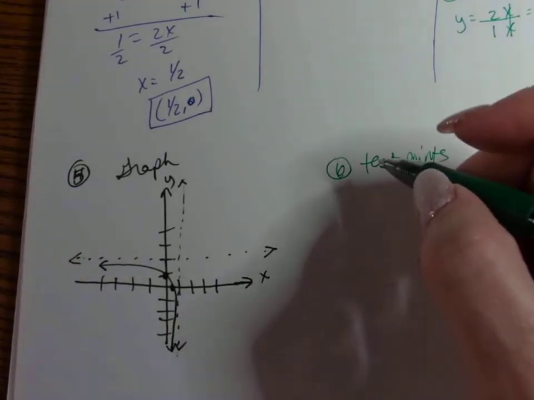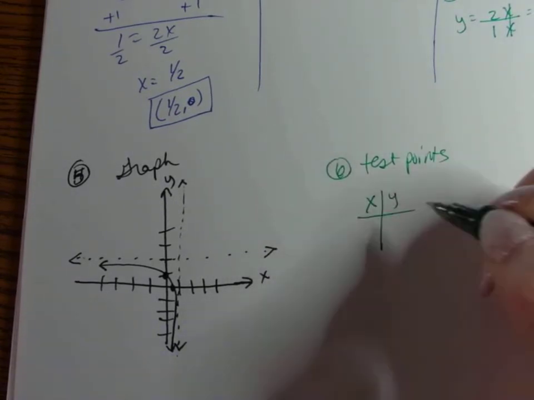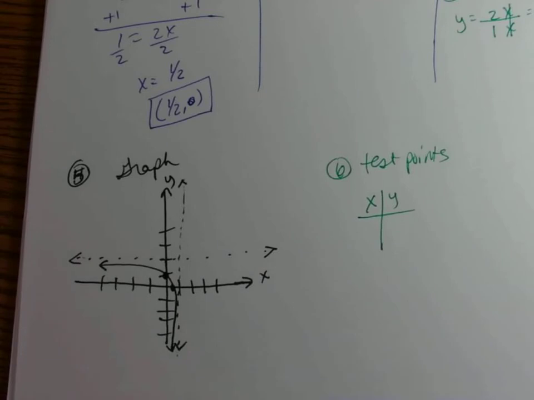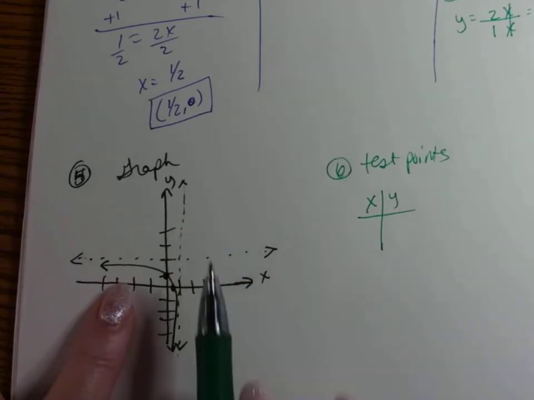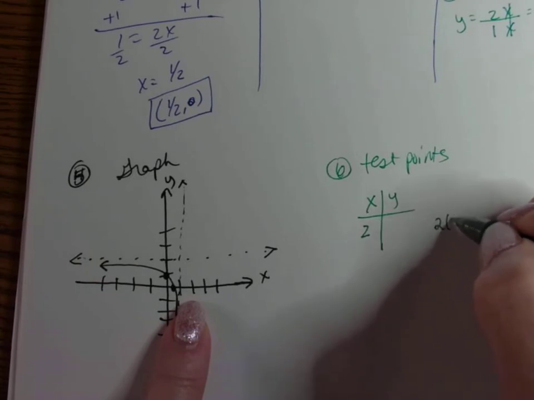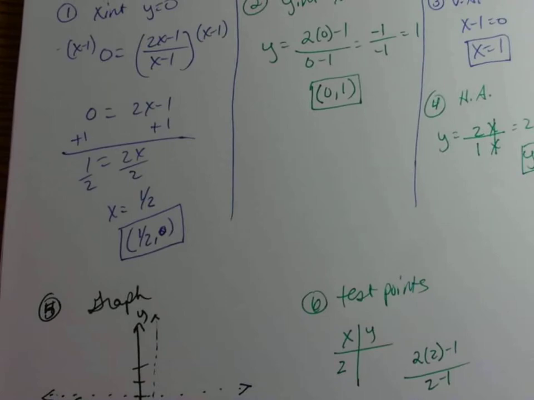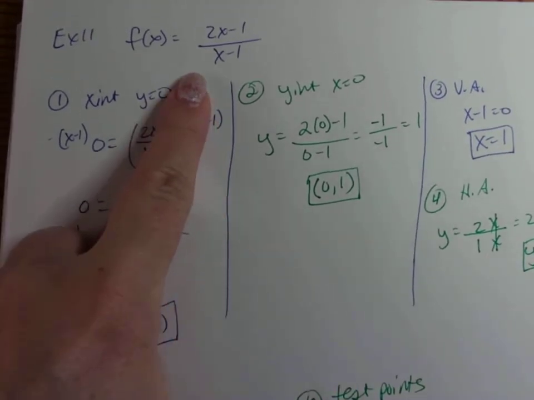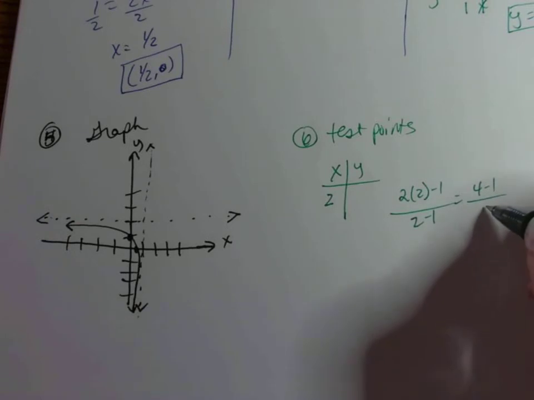So we only have to do 1 test point. You can do several if you want to, but you're just picking a point, an x, and finding the y. So we need to go past the vertical asymptote so we can find out what happens to the graph here. Is it up here or is it down here? So I'm going to go to x equals 2, and I'm going to plug that into our function. So 2 times 2 minus 1 over 2 minus 1. Just plugging it into our original function up here. So that gets us 4 minus 1 over 2 minus 1, which is 1, so that'll get us 3.